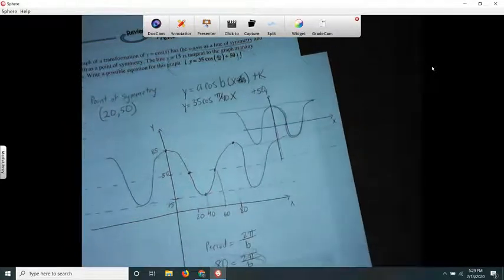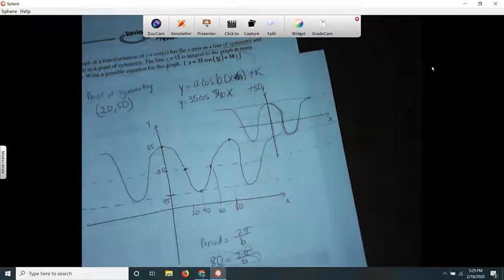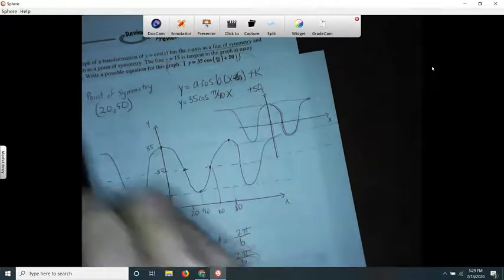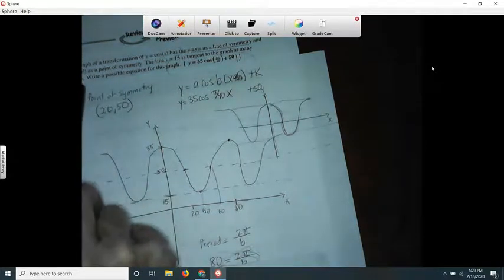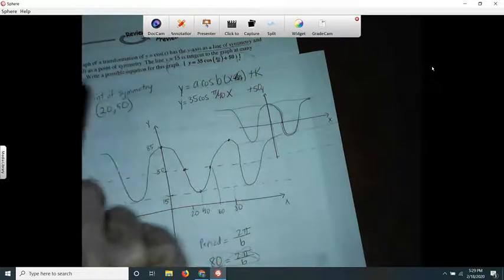So that was a pretty involved problem. I think that one of the issues with the problem was if you didn't know what point of symmetry is, then that makes it a little difficult.